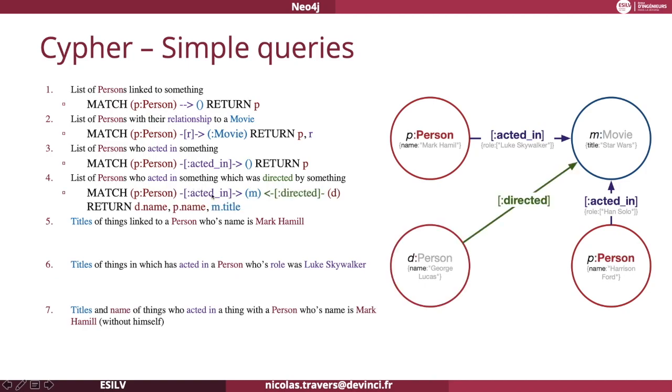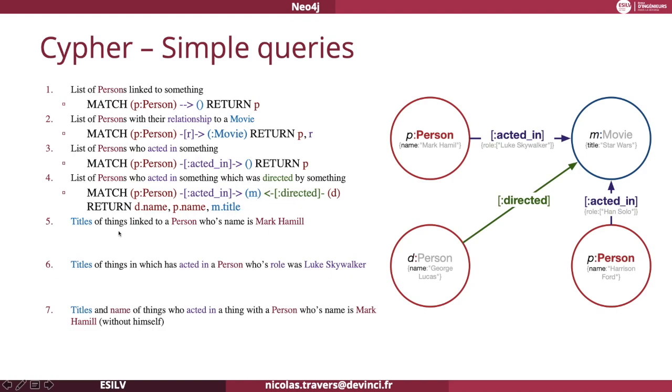Now we want the list of persons who acted in something which was directed by something. So the person acted in something, which is referred to by m, and something has directed m. So something has been directed by something. But we have here only the reference, the variable, to this node, and we get the name of this thing. I know that it is the director, but anyway, it's something in the query. And we have the name of the person, we know that it's a person, and the title of something which is acted in and directed.